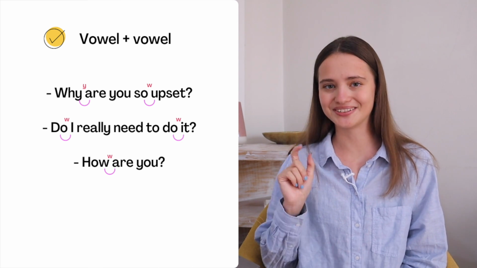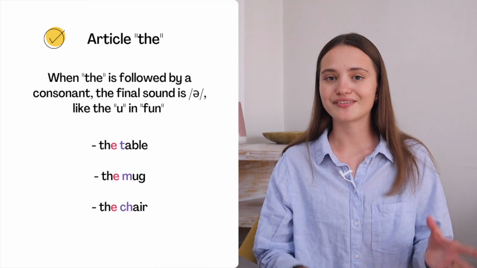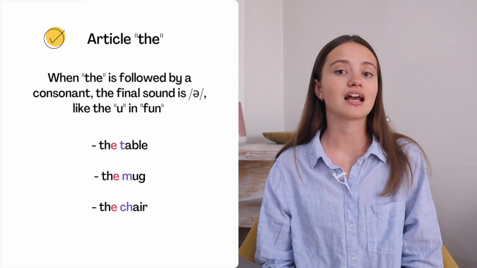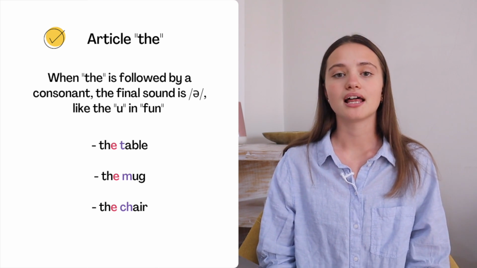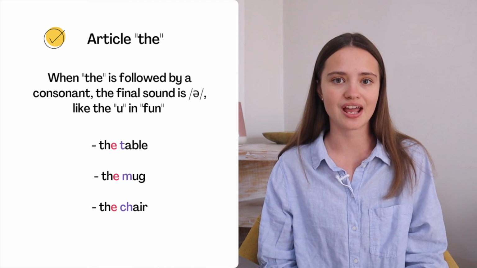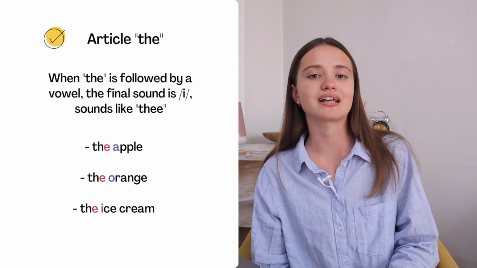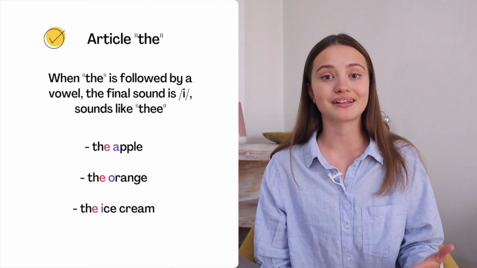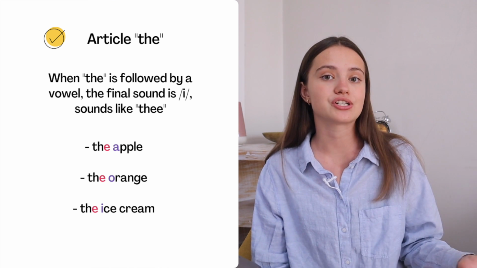How are you? And here, guys, I just want to quickly mention that it's really important to pronounce the correctly. So if the next word begins on a consonant, we have to say the, right? For example, the table, or the mug, or the chair. But if the next word begins with a vowel sound, we have to say thee. For example, thee apple, thee orange, thee ice cream.